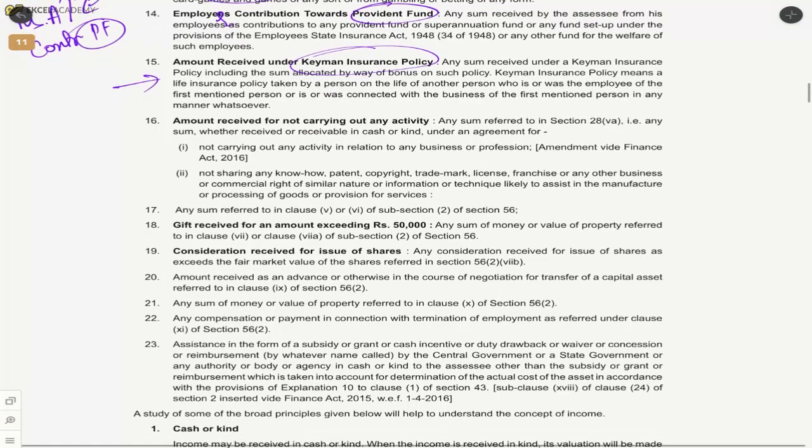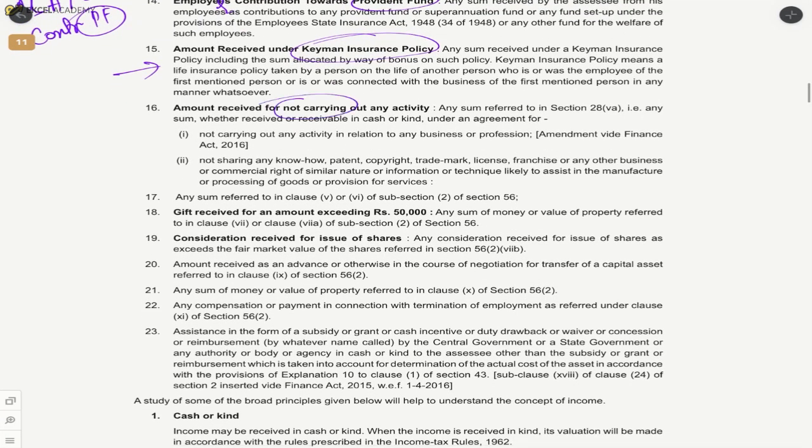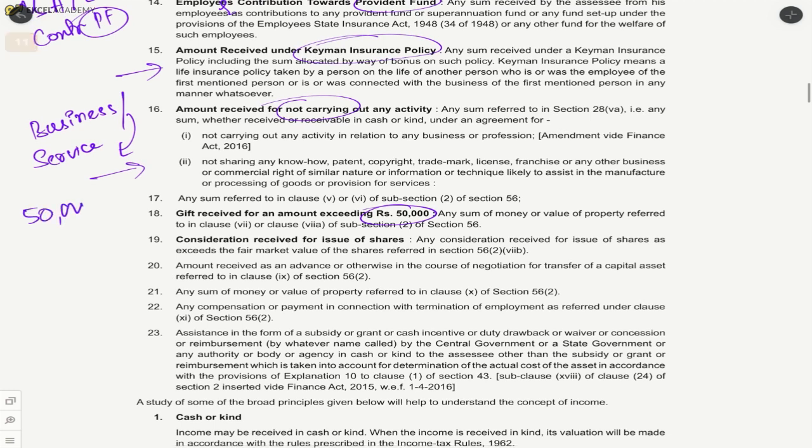Amount received for not carrying out any activity. Let's say you have some business and someone pays you some amount not to carry on that business or not to carry on a particular service. In such cases, that also will be considered as income. Gift received for an amount exceeding 50,000. If in a year you receive more than 50,000 rupees as gift, that entire amount will be considered as income.